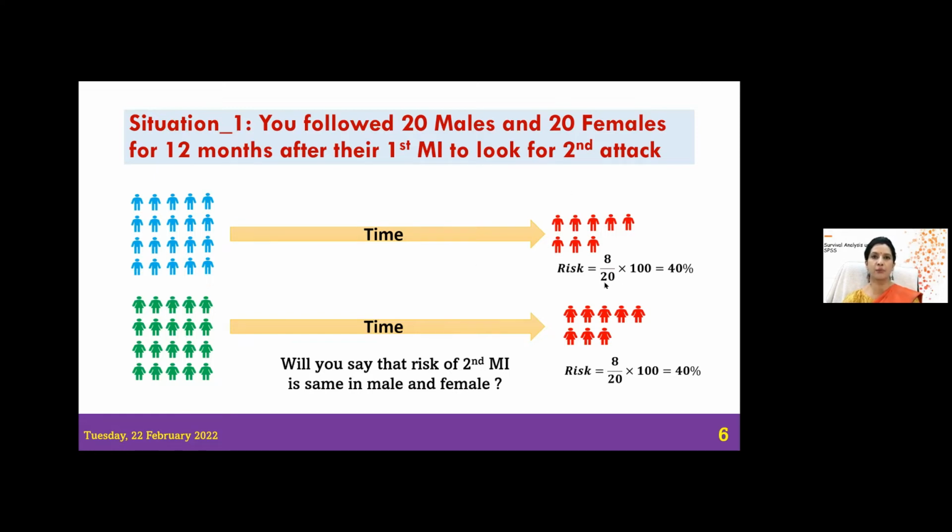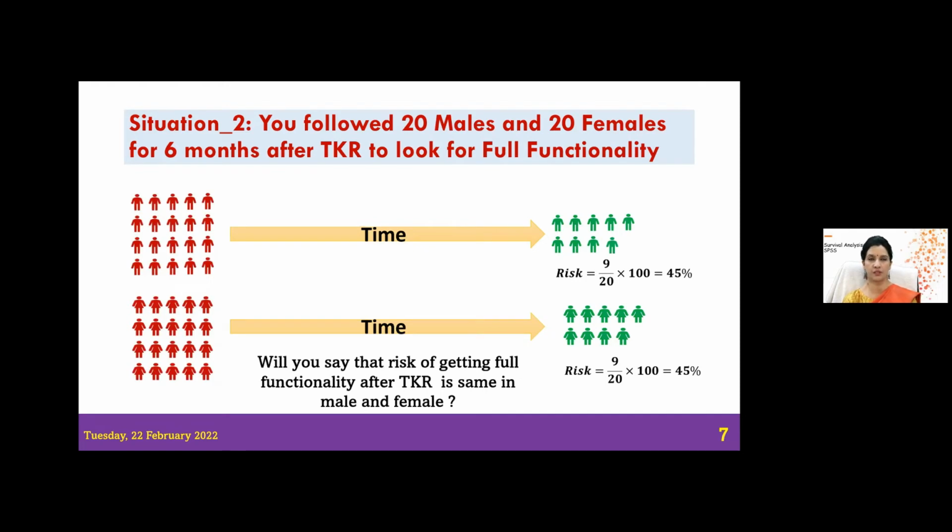So the risk is the same in both these two scenarios. Now see this situation. Again, you followed 20 men and 20 women, still 6 months after the total knee replacement to look for the full functionality, and 9 males out of 20 gained full functionality, and 9 females out of 20 gained full functionality. So will you say that the risk of getting full functionality after total knee replacement is the same in male and female? Can you say this?